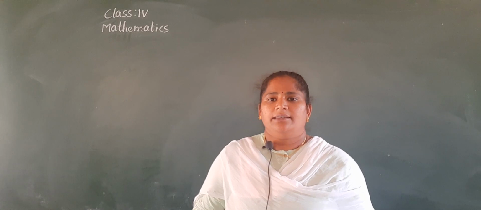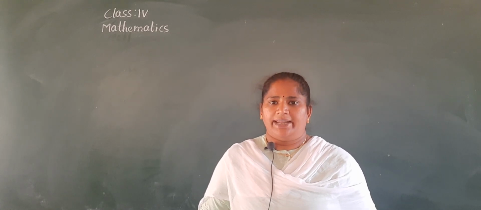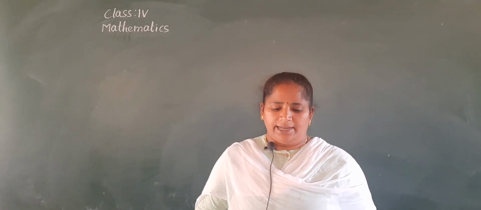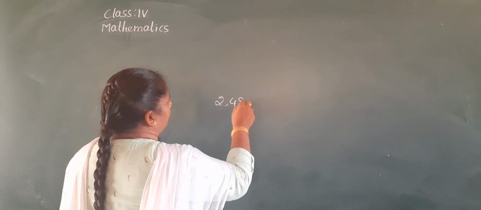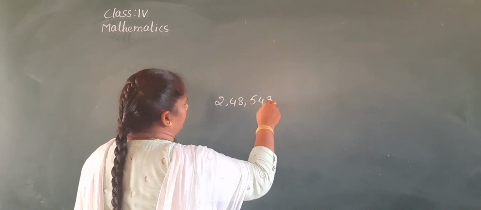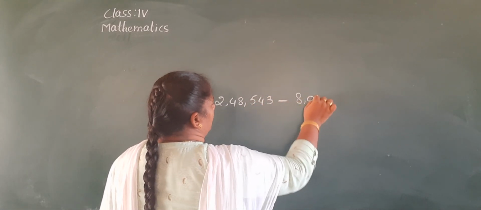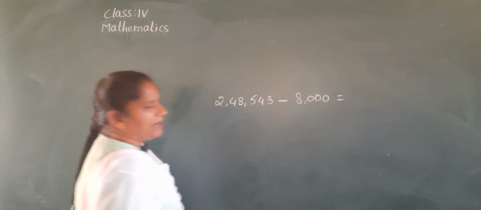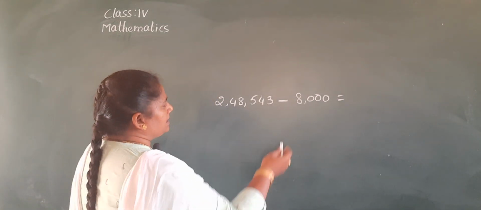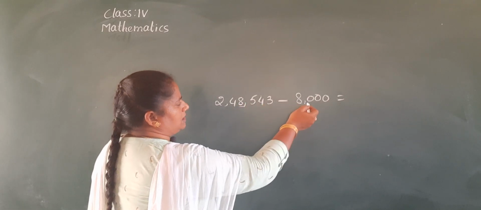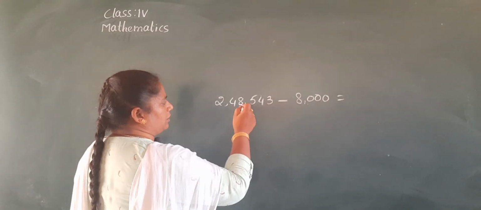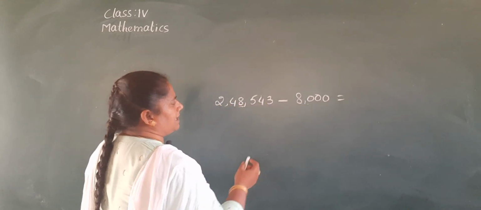Exercise 2C: number minus 0. We get the same number, isn't it? So if we subtract 0 from any number, we get the same number only. And 2,48,543 minus 8,000, like the subtractions we learned yesterday. See here, 8,000 is there. In the thousands place 8 is there. 8,000 minus 8,000 is 0,000. Remaining all the digits are the same.